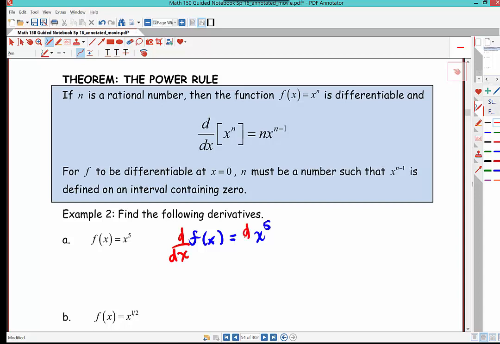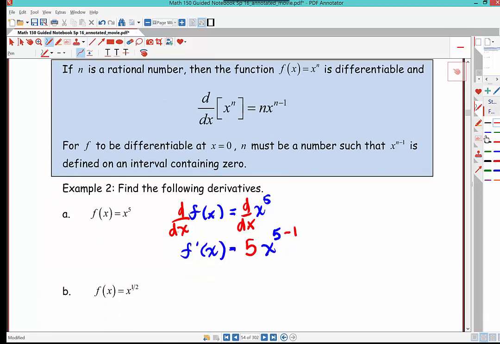The derivative is a linear operator, so you can apply it to both sides of the equation. So what do I get on the left side? Beautiful, f prime of x. Now on the right side, the 5 moves to the front, and then we have times x to the 5, and the other part of applying the derivative formula is decreasing the exponent by 1. So at the end of the day, what will we get? Great, f prime of x is equal to 5x to the 4th.